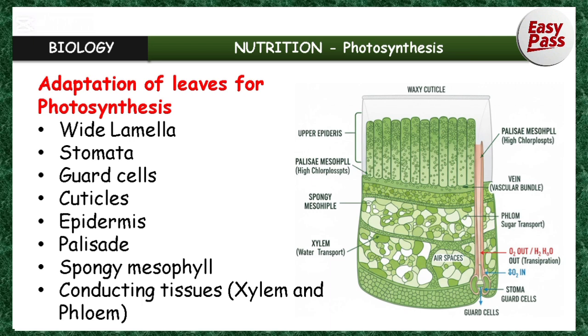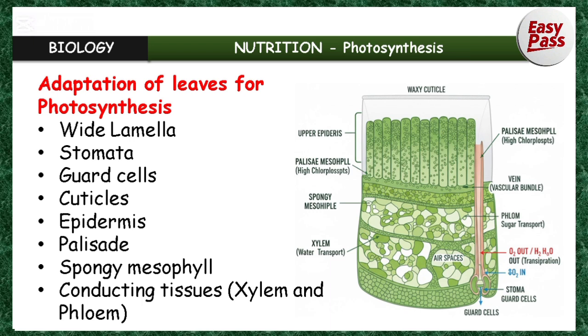The xylem helps in conducting water for the purpose of photosynthesis, while phloem helps in translocating the manufactured glucose after photosynthesis. So I will quickly run through them again for better understanding.